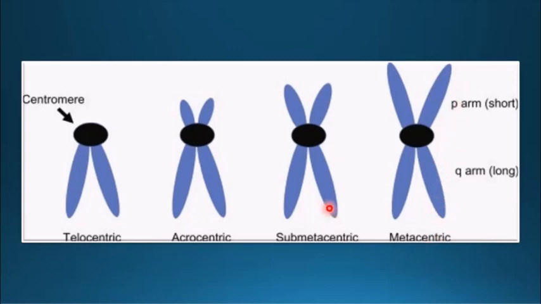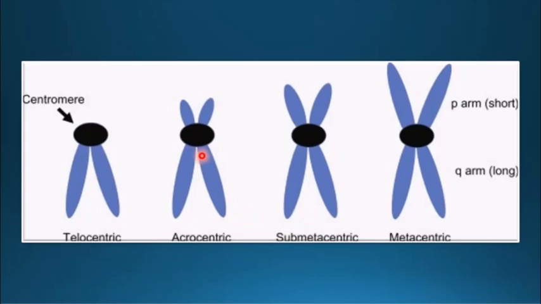Next is submetacentric. Here the centromere is somewhere near the midpoint. The chromosome looks like the English letter L, and one arm is slightly shorter. Here you can see this arm is shorter and this arm is a little bigger. It is just slightly pushed upward, and here this arm is small and this arm is big. So this is called submetacentric.